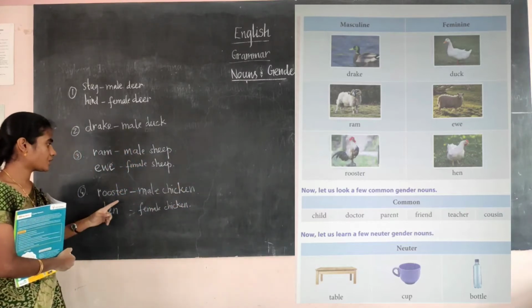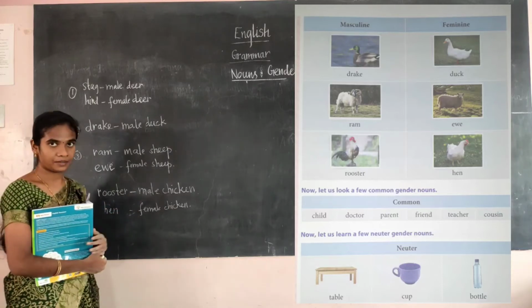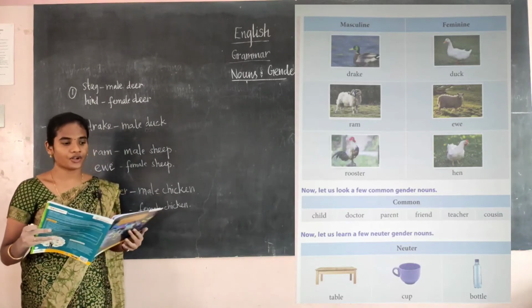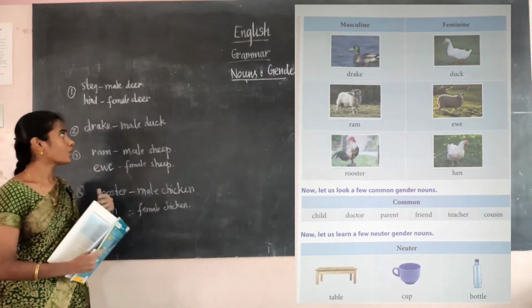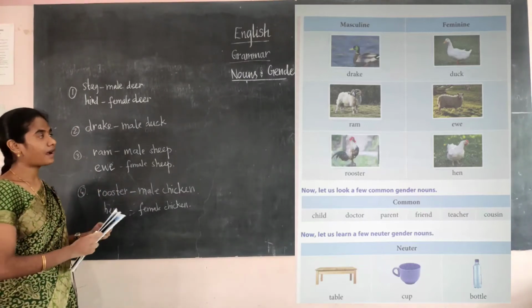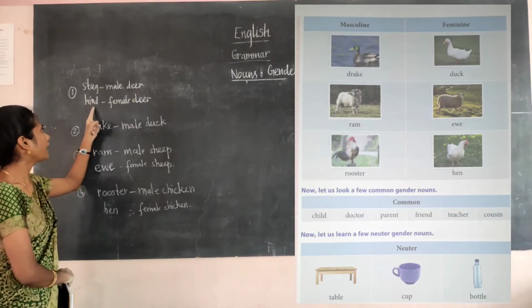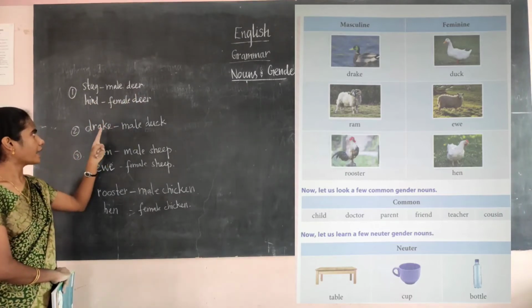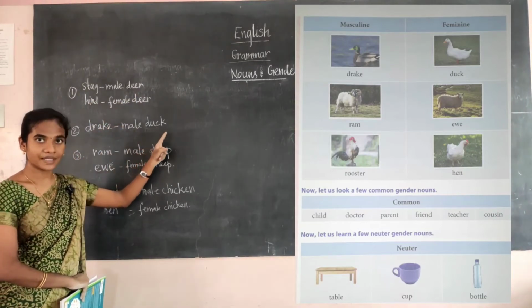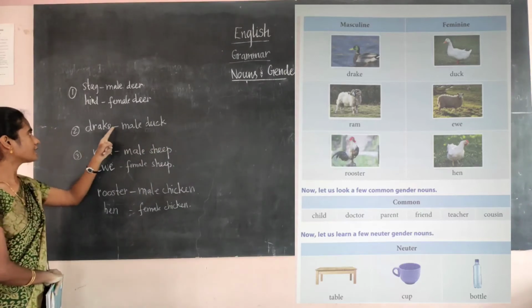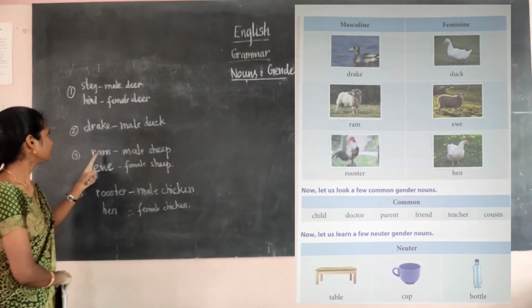Okay, rooster, male chicken, hen, female chicken. Okay, students, are you clear with this? Those words that look different: stag means male deer, hind means female deer, and drake means male duck. Male duck is known as the drake.